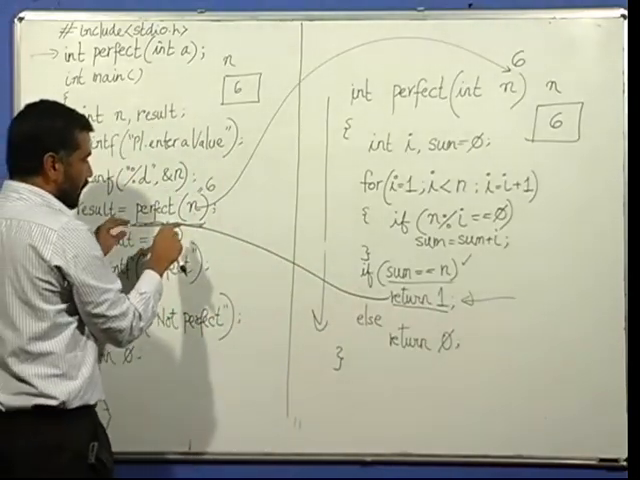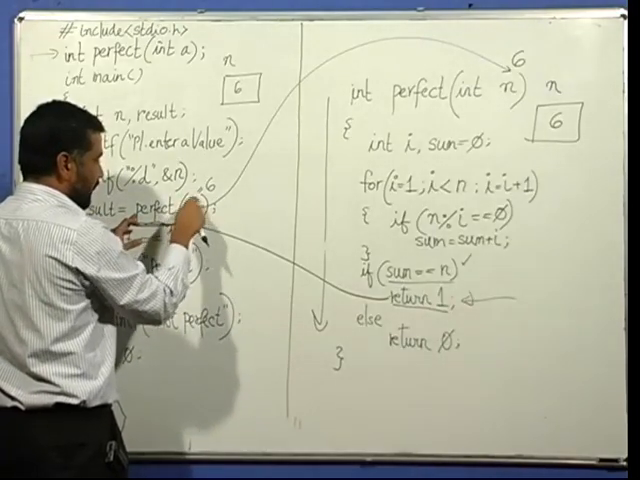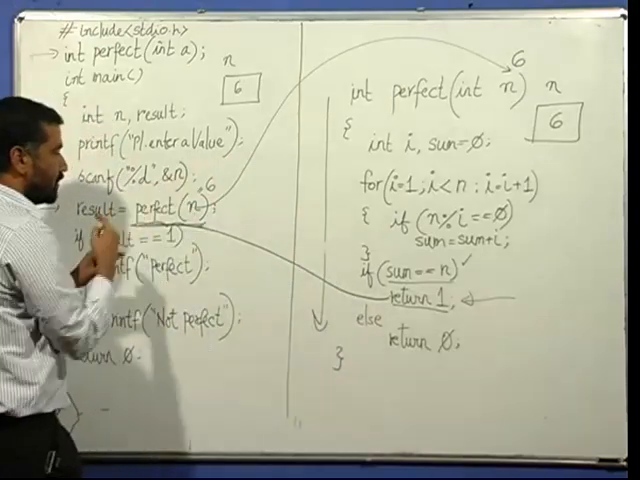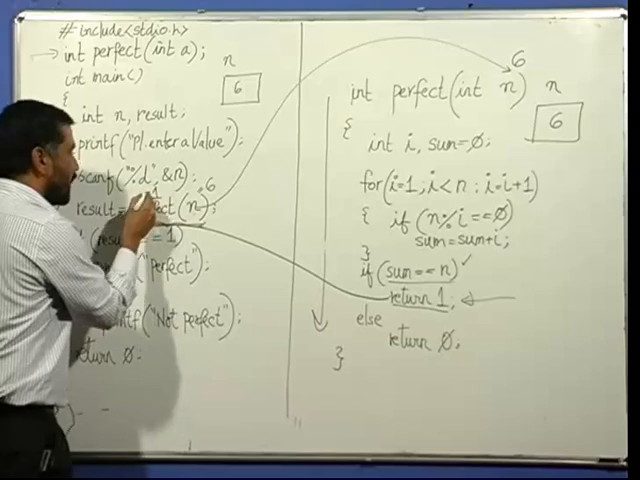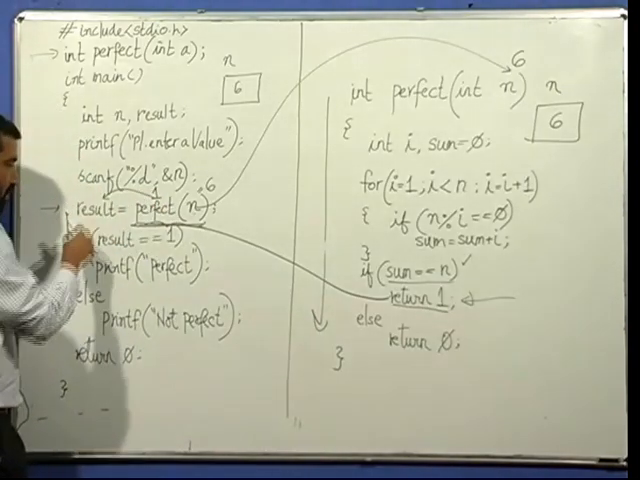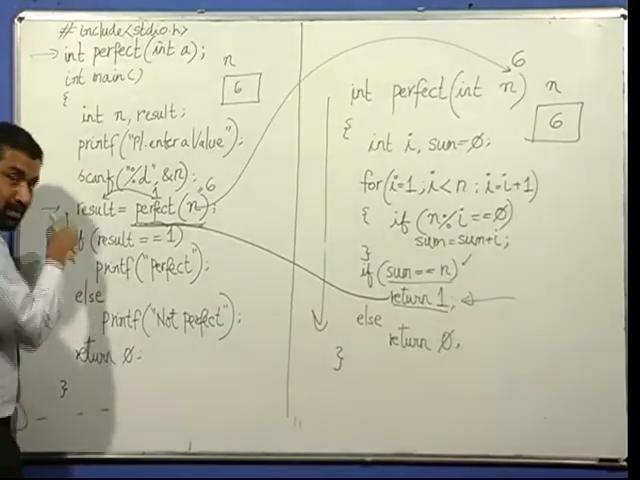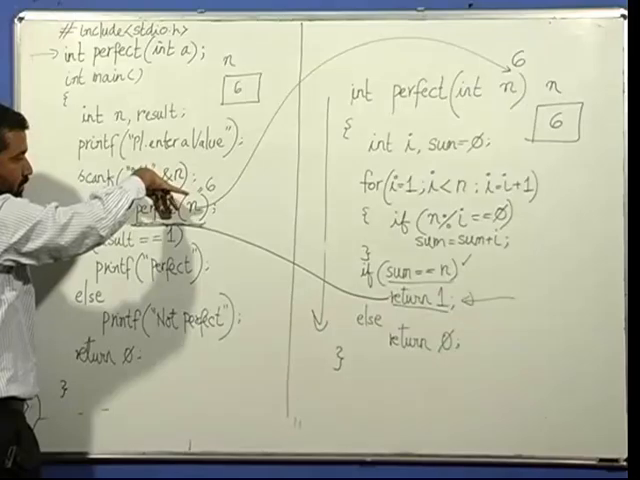And as we have already mentioned before, the function call here, which is perfect(n), will be replaced by the value that is returned, which in this case is equal to 1. So the value 1 gets copied into result, and the control will proceed to the next statement here in the main function. So the control in the main function comes on to this point.